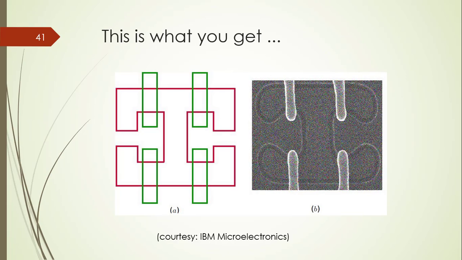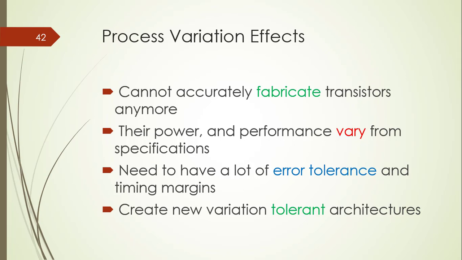But why is this happening? Well, this is happening because the size of the transistor is less than the wavelength of light. Because of diffraction related effects, we are seeing this problem. What do we do with this? Since we cannot accurately fabricate transistors, their performance will vary from specifications. We need to have error tolerance and timing margins, so we have to design an architecture that will take care of these things. So we need to create what are called process variation tolerant architectures.